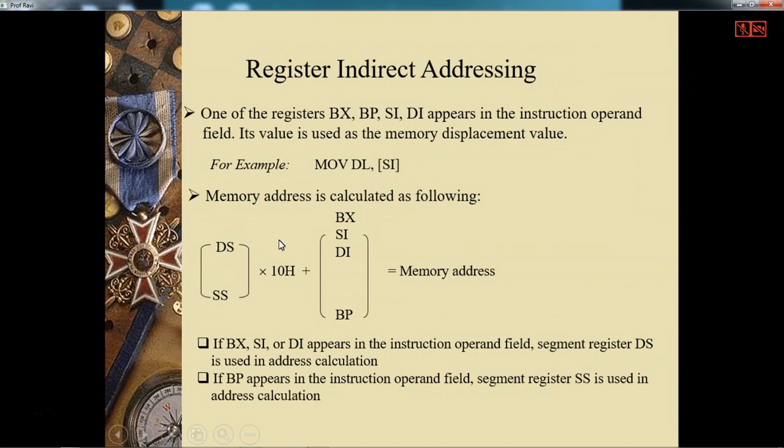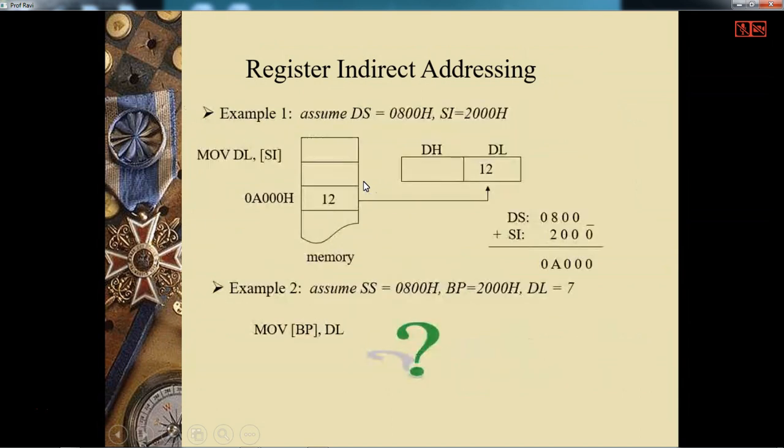But that memory calculation would be your data segment register multiplied with 16 plus you can use BX or SI or DI or BP. So these are the memory pointers you can use in register indirect addressing mode. So that is the memory address, and from that memory address you copy the content, right? Here it is in a byte, or it can be a word also. So if it is move DX comma contents of SI, right? So this is what a register indirect addressing mode is.